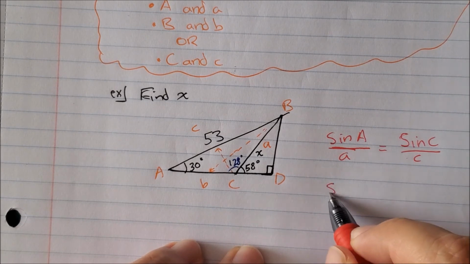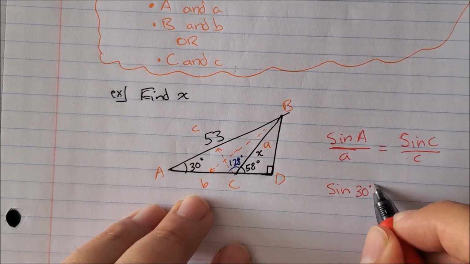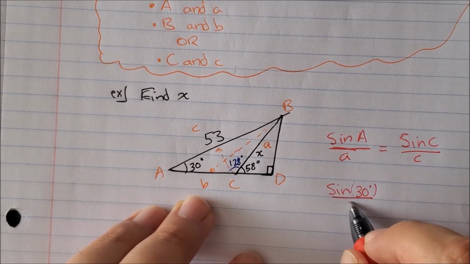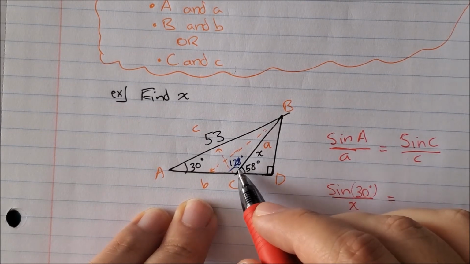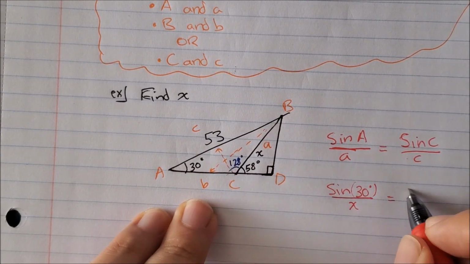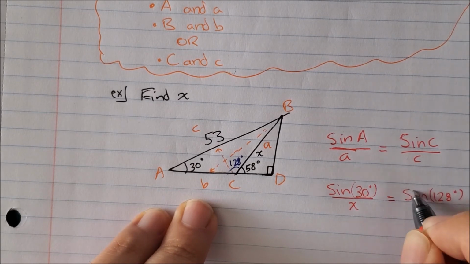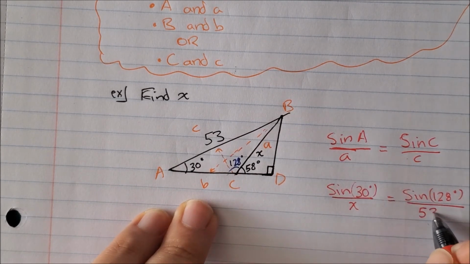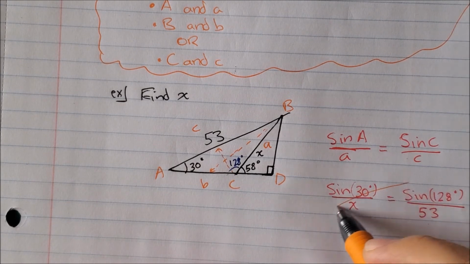Don't forget I need to spell out sine, and then of big A is 30 degrees, over, then I can call it little a, or I'll call it x, because that's what I'm trying to find. And then sine of big C is 128. Sine of 128. Don't forget the parentheses, they can be helpful. And then little c is this side over here, which is 53. And don't forget to cross multiply.